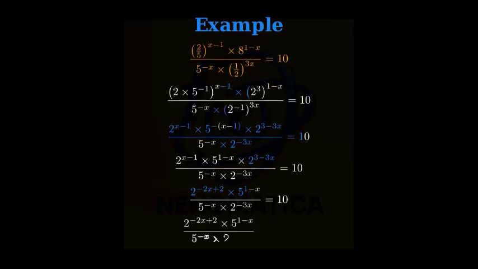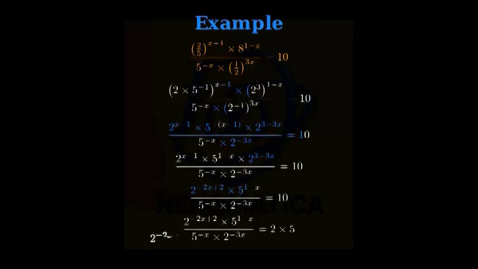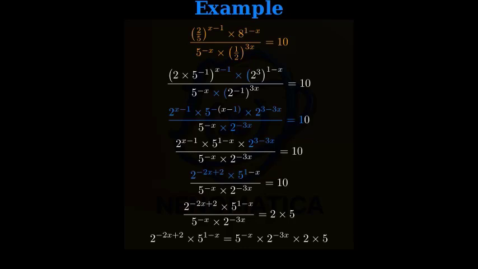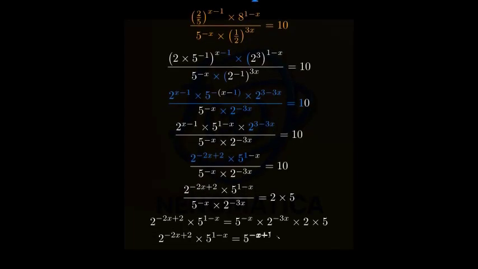Let's make our right-hand side more useful. We know that 10 equals 2 times 5, so we'll rewrite the right side. Now, let's multiply both sides of the equation by the denominator to eliminate the fraction. This gives us 2 to the power of negative 2x plus 2 times 5 to the power of 1 minus x equals 5 to the power of negative x times 2 to the power of negative 3x times 2 times 5. Let's simplify the right side.